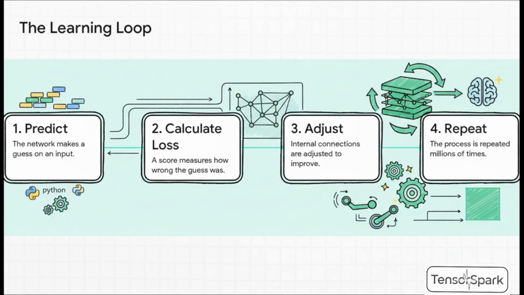And this right here, this is the engine of all machine learning. It's a simple loop. First, the network predicts. It looks at a picture and says, I think that's a dog. Then we calculate the loss. We tell it, you were about 30% wrong on that one. Then, based on that score, it will adjust all of its internal connections, just a tiny, tiny bit, to try and do better next time. And then it repeats, on to the next picture, and the next, and the next, millions of times.